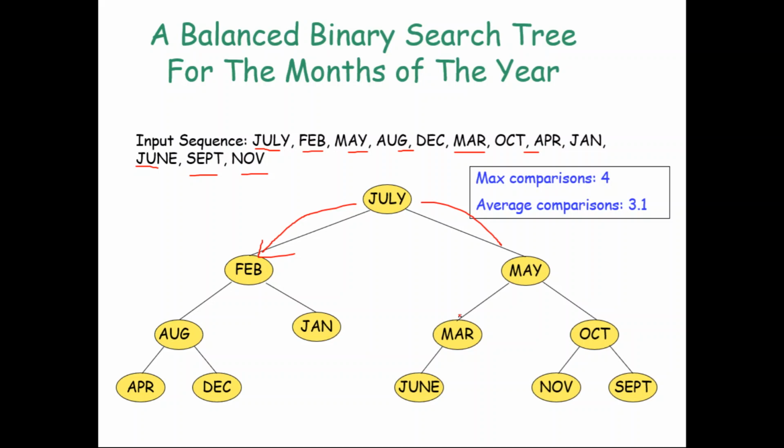So in this binary tree, if you see, the level is only 4. So max comparison is 4 only. Any node can be identified with just 4 comparisons. If you want to check September, then S is greater than J, so go right. S is greater than M, go right. S is greater than O, go right. Identify it. So that will work for any other node also. So max comparison is 4, and here average comparison is 3.1.